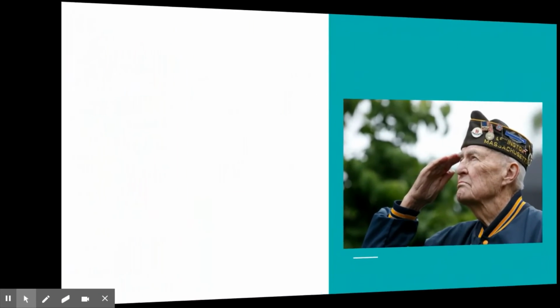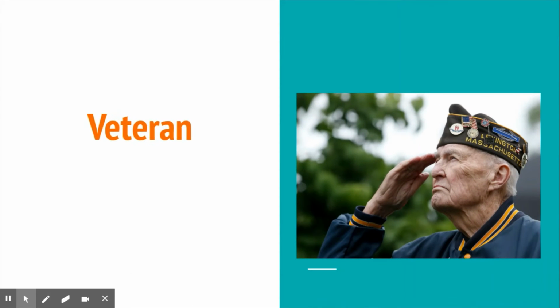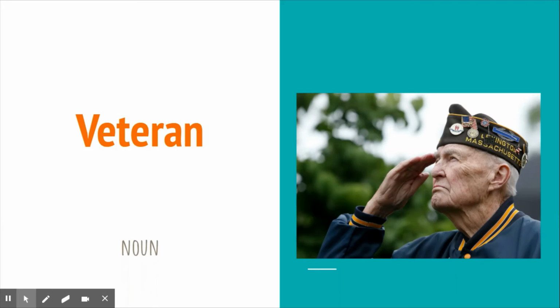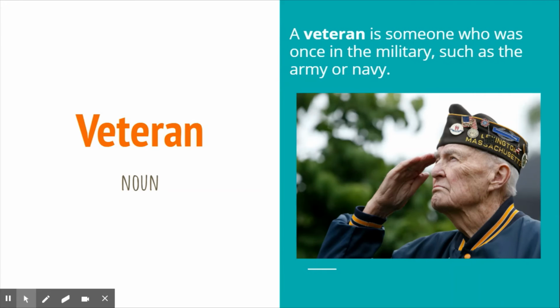So now we have the word veteran. Let's say that word together. Say veteran. Good. One more time. Veteran. And look at the illustration, okay? So veteran is a noun because it's a person. A veteran is someone who was once in the military, such as the army or navy. So you see this older gentleman, he was in the military, right?